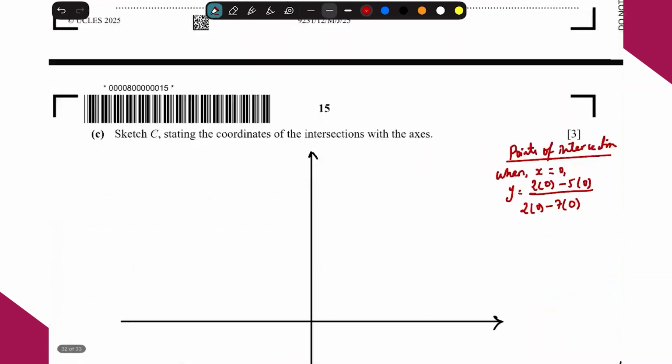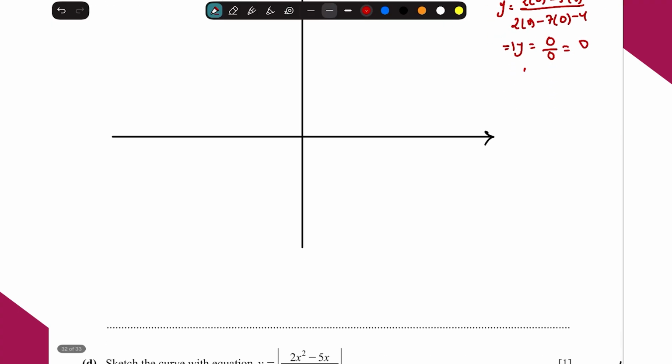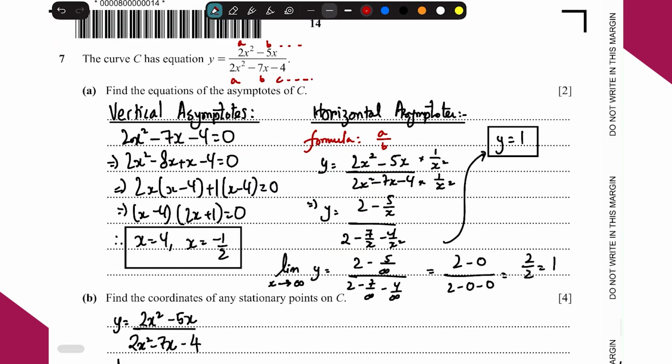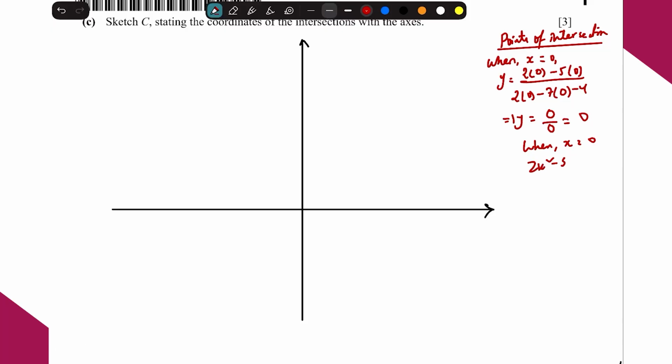And then we've got another minus 4. So y equals 0 over minus 4, that's a 0. Okay. And then we could also say, when y equals 0, what are the particular values of x? We know that the bottom one is obviously not going to be it because that's our vertical asymptote solution. So it's going to be basically 2x squared minus 5x equal to 0. It's like x(2x minus 5) equals 0, so x equal to 0 and x equals 5 over 2. So we've got two intersection points right there as well.